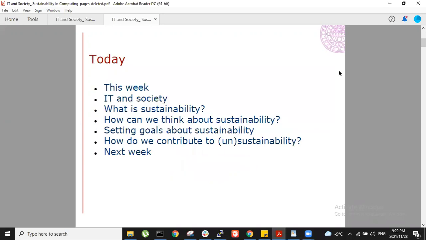So today we will look into IT and society. What is sustainability and how is it affecting us? How can we think about sustainability, setting goals about sustainability? How do we contribute to sustainability or unsustainability? And we may look into one or two slides about next week's lecture, what content we are going to cover in the next week.